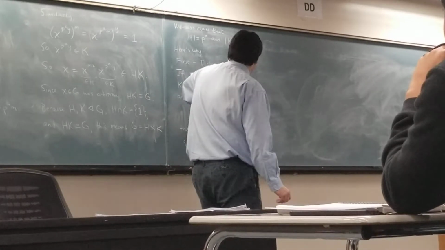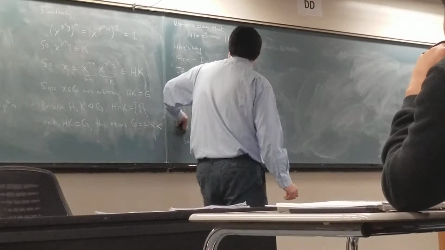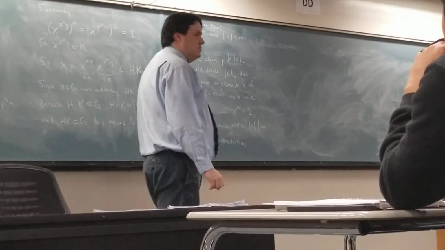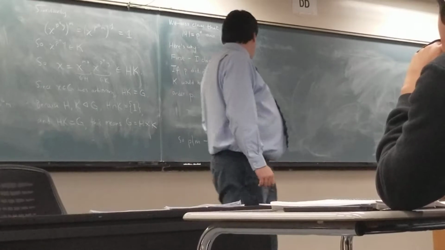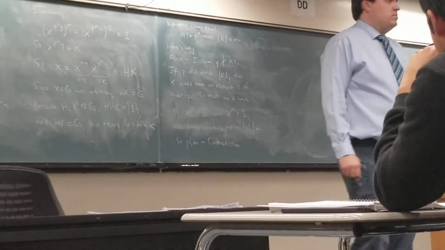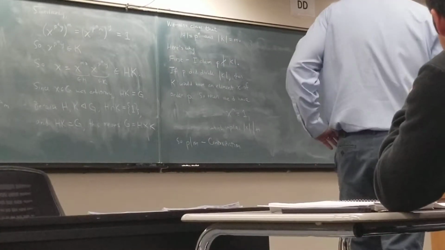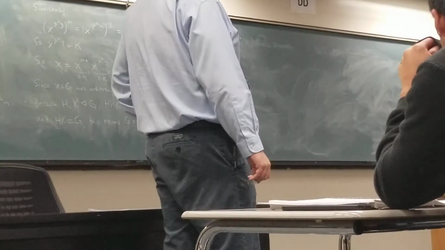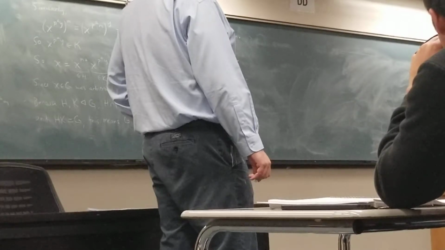So we don't need this, and we don't need this, and we don't need a semicolon. We'll do. Sam? Could you also use the fact that H and K intersect trivially? If you had an element X of order P, that would mean that X would be in K and X would be in H, but they intersect trivially.